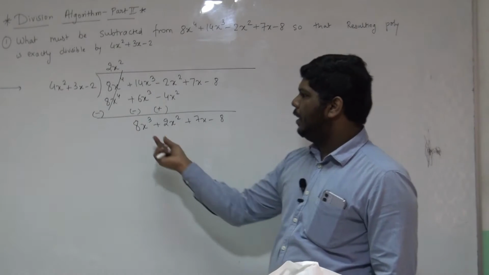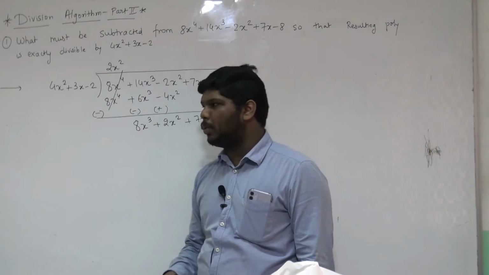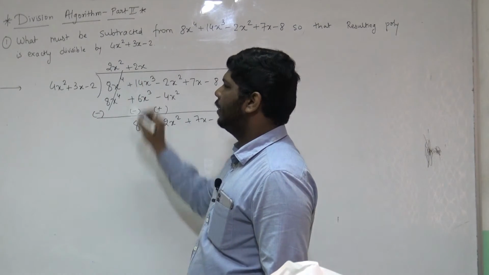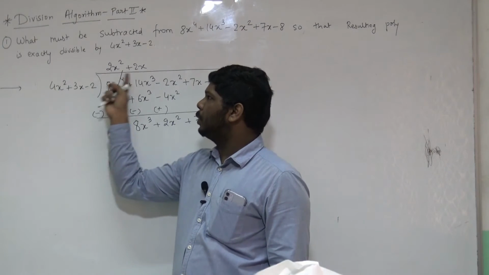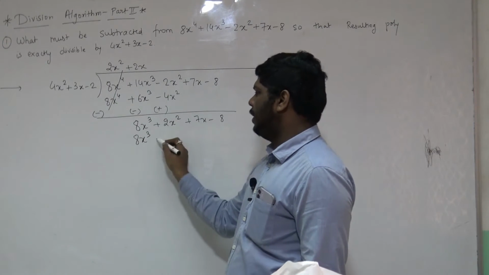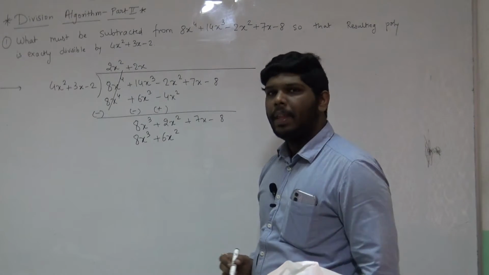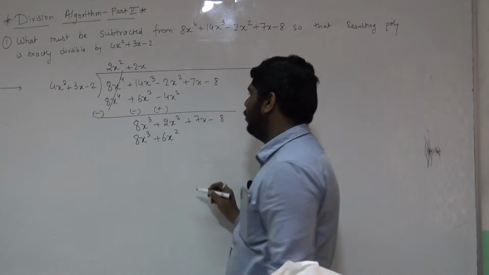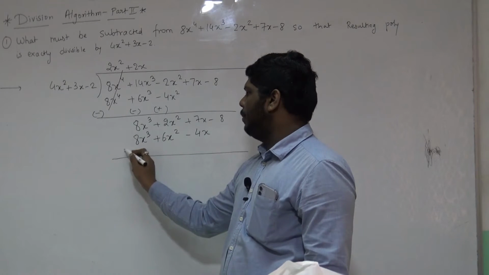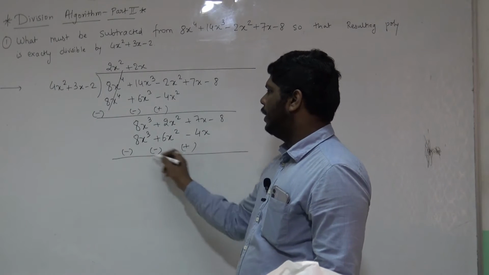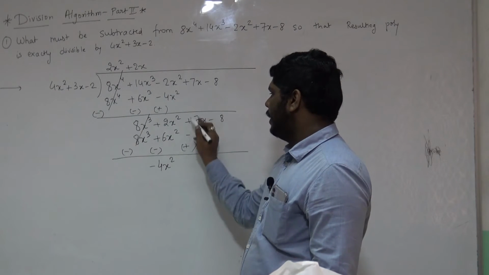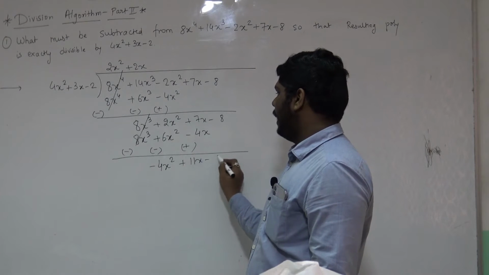If you continue further, again here the first term is 8x cube, here the first term is 4x square. So 8x cube divided by 4x square will give you plus 2x, correct? So once again multiplication will start. 4x square into plus 2x will give you 8x cube. Then plus 3x into plus 2x will give you plus 6x square, correct? And then we have minus 2 into 2x, that will give you minus 4x. Again subtraction, change of sign. So this will become minus, minus and plus. So here this part is cancelled. And 2 minus 6 will give you minus 4x square, correct? 7 plus 4 will give you 11x and minus 8.